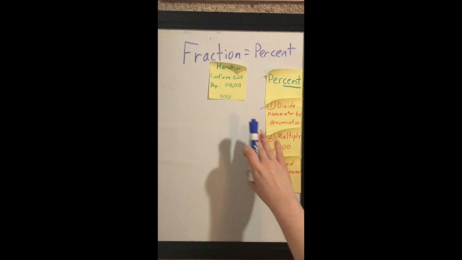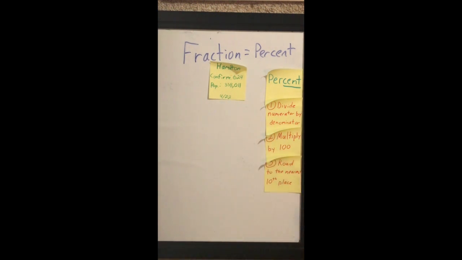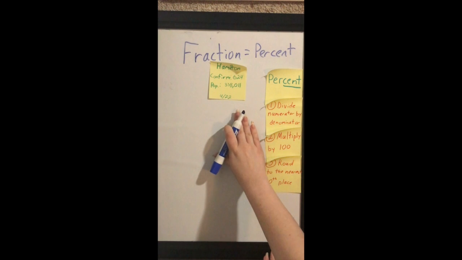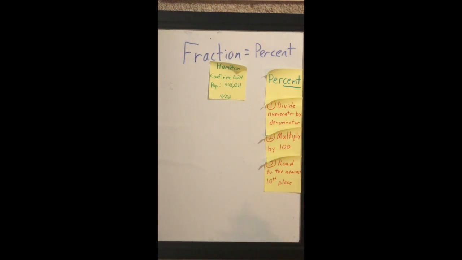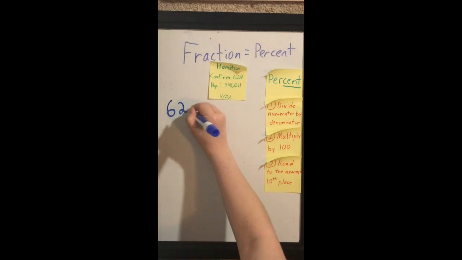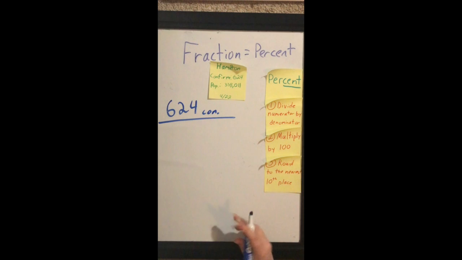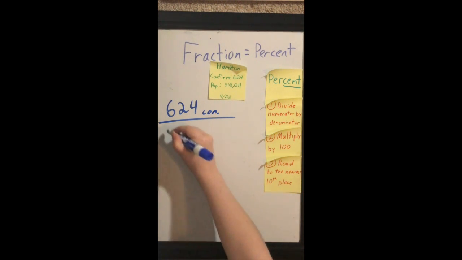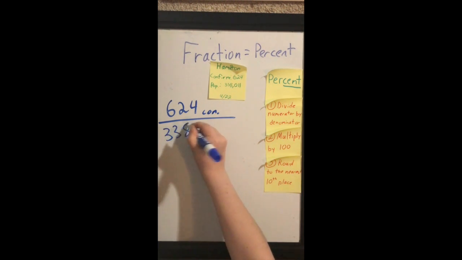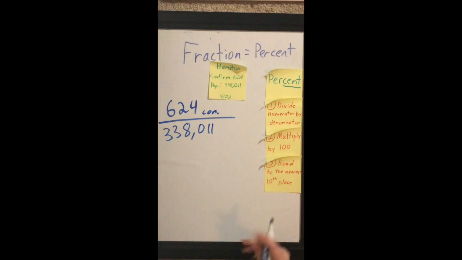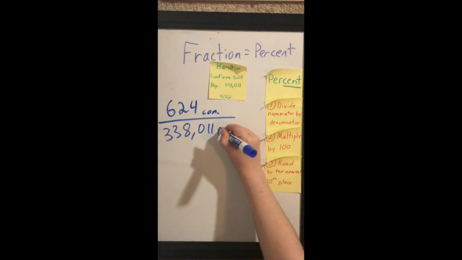Now, you're going to want to make sure that you write down the number instead of just checking online again, because the number could change for either of these. So these were the numbers that I recorded earlier today. So this is what we're going to work with. So for our confirmed, that's going to go in our numerator, the top number, 624 confirmed. And I'll write confirmed here, just so we have that. And then our population is 338,011. And this is our population.